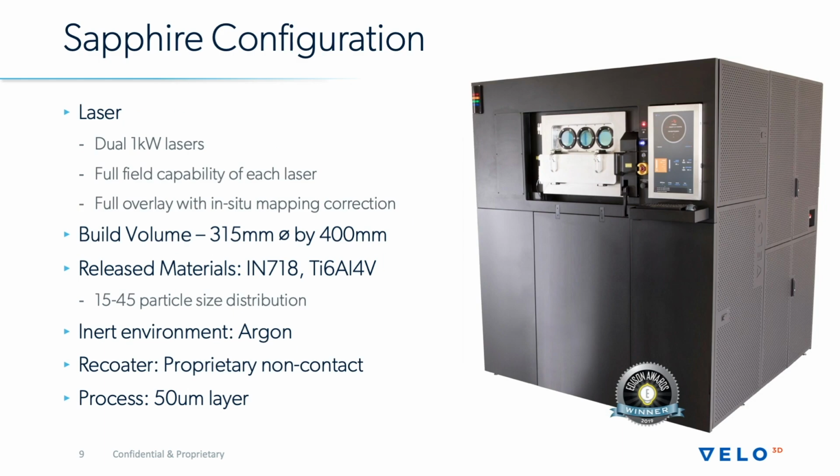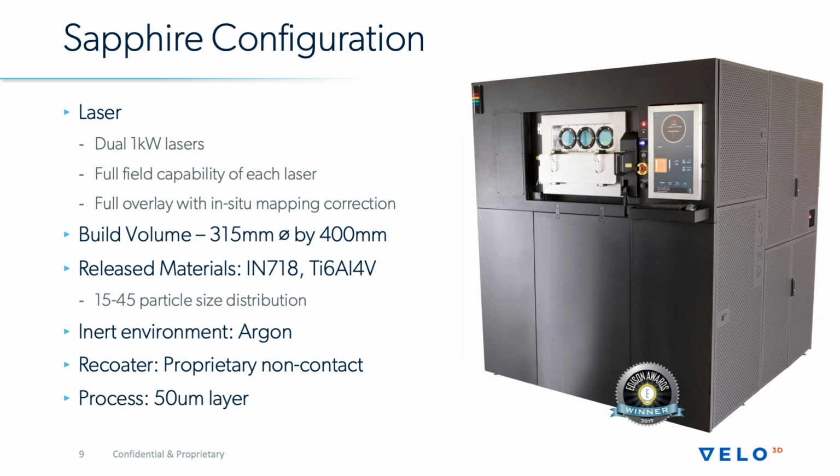So that's a quick overview before we get into the numbers of the process. I want to create some framework. If you're not familiar with the VELO Sapphire system, it's a two 1 kilowatt laser system. The lasers have full field capability and full overlap capability anywhere on the build platform. They have in situ correction for overlaps or overlays, so you don't have to worry about things drifting during the build. We have a circular build plate in our machine, 315 millimeters round, 400 millimeters tall.